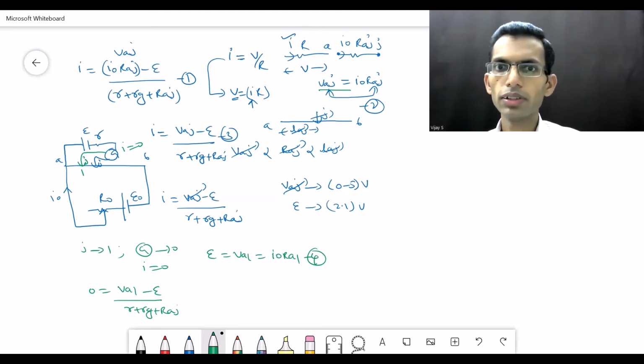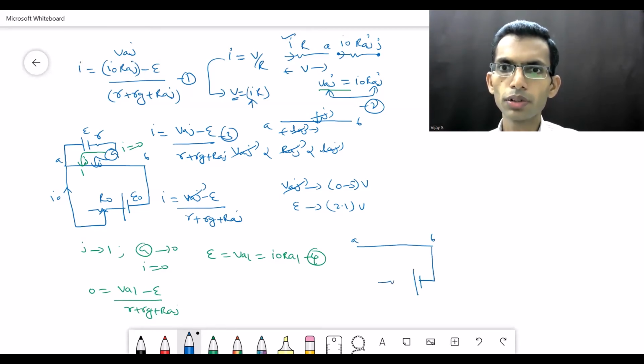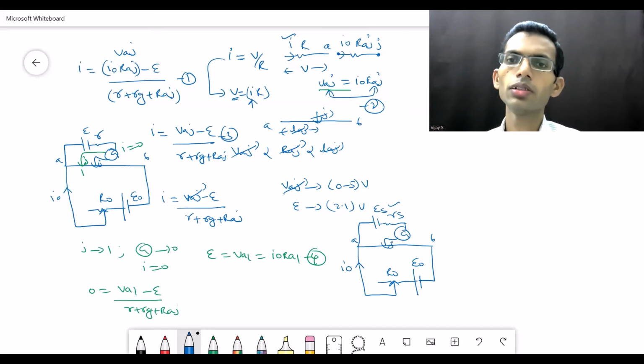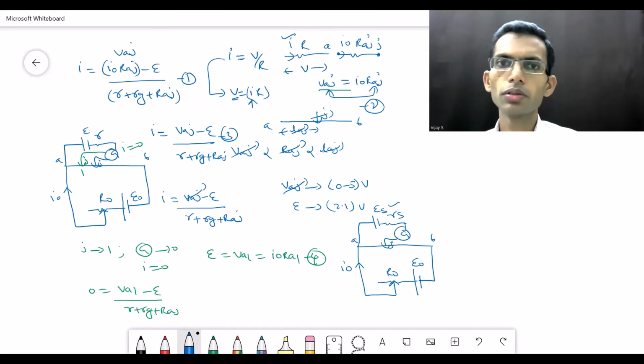So let us replace the cell with a standard cell. This part of the potentiometer circuit is the same main circuit, so that constant current I naught flows through it. This is R naught, the rheostat resistance. In place of the cell, we use a standard cell whose EMF is known. Let us say ES is the standard cell EMF and RS is its internal resistance.